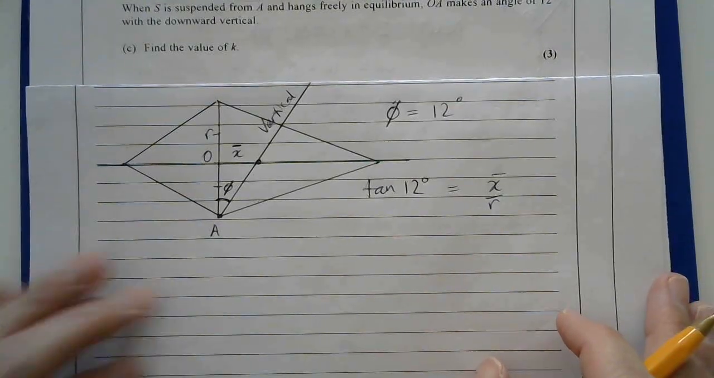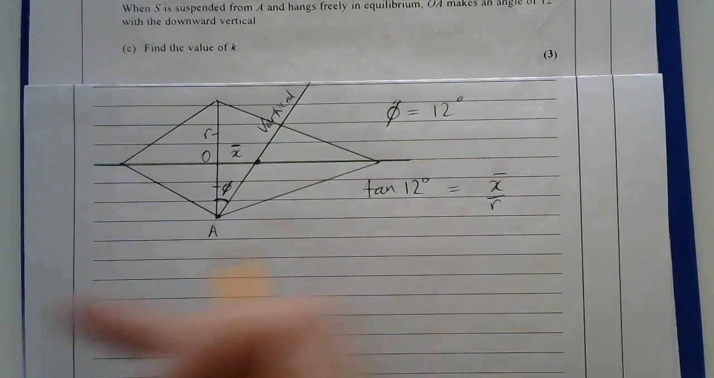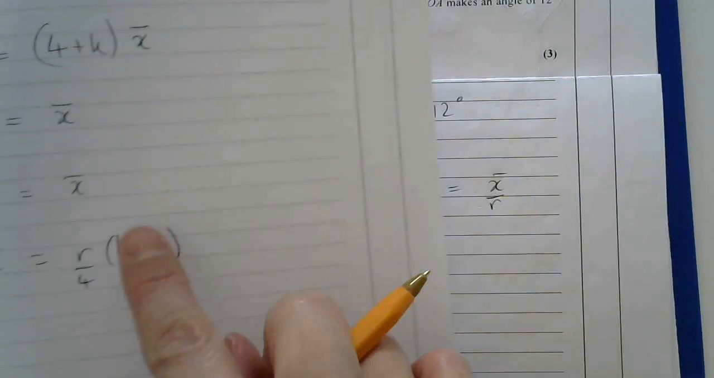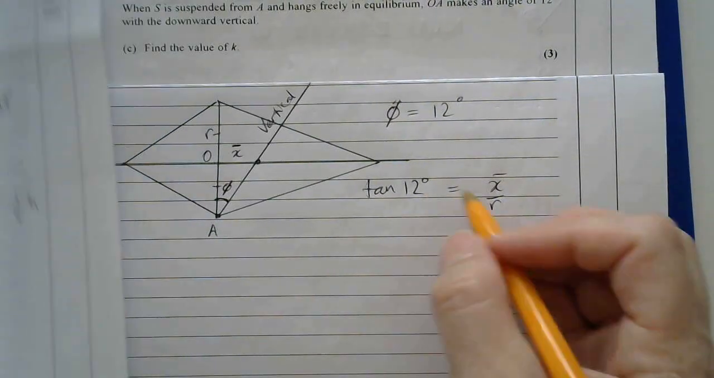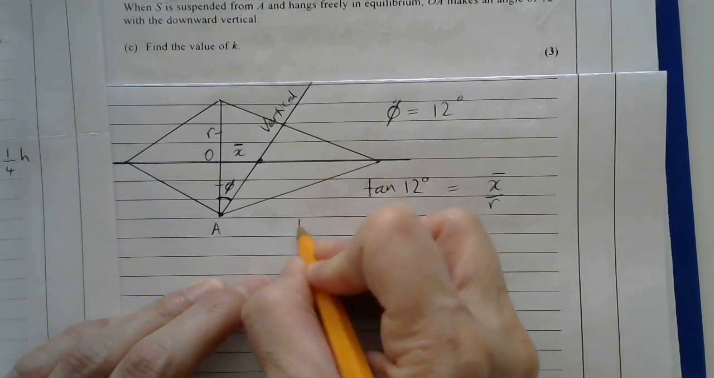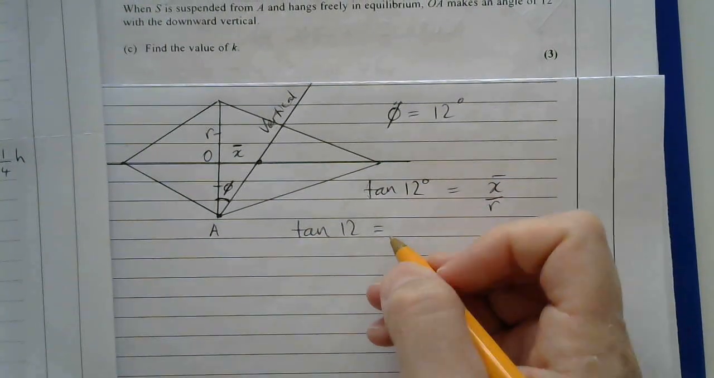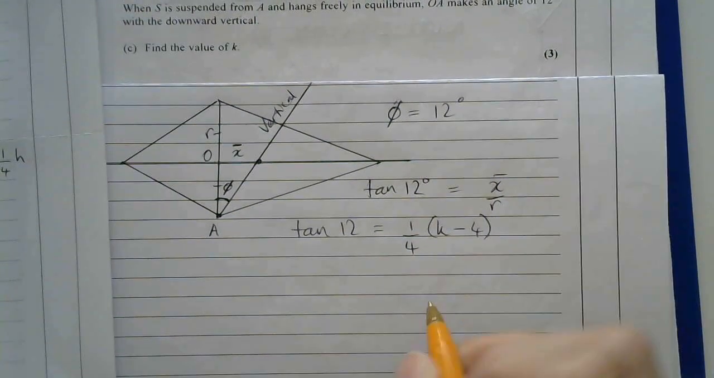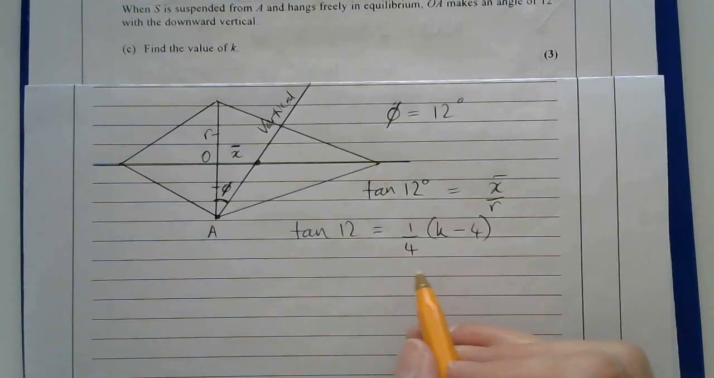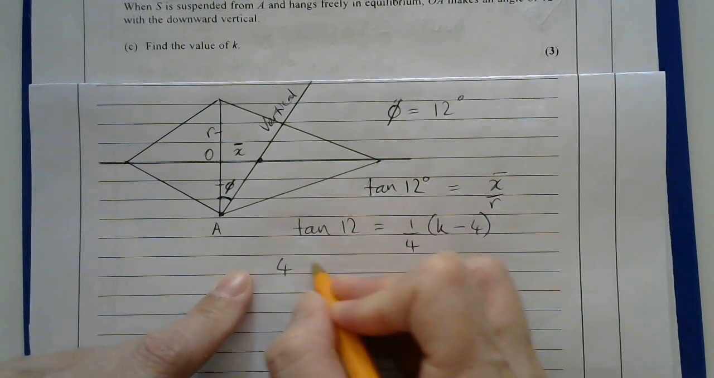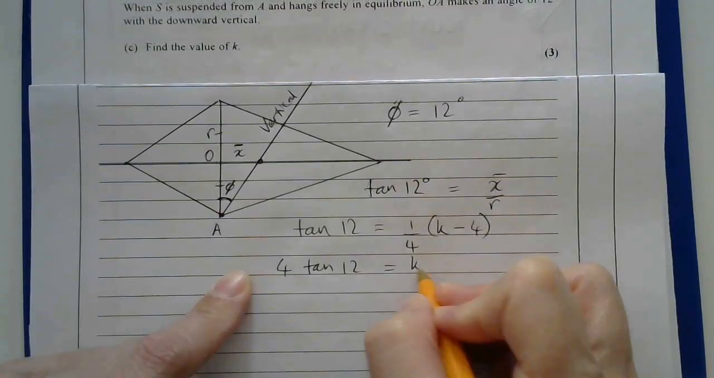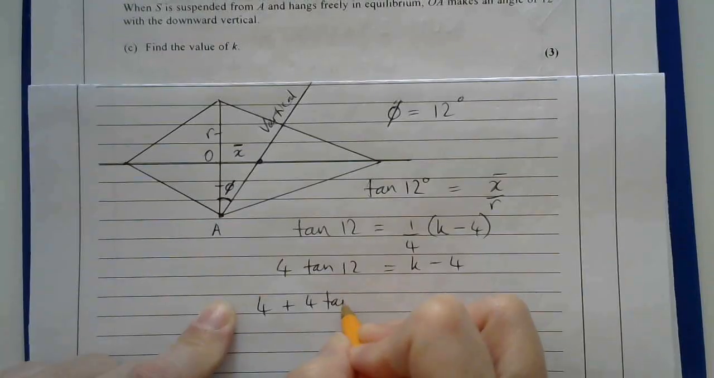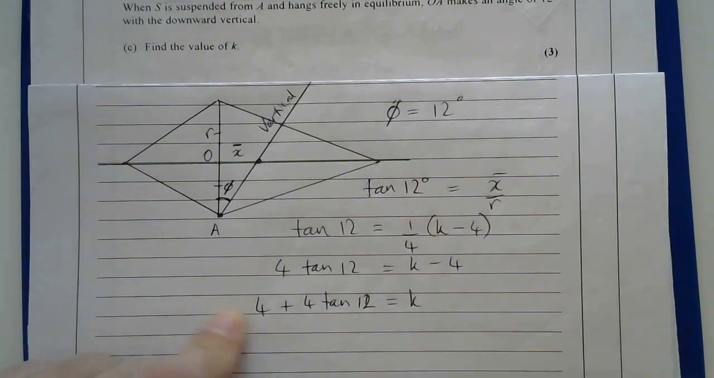So once again, using my value of x bar that I worked out in part A, I can pop that in here. So when I have this divided by r, then I get that tan 12 is 1/4 k minus 4. And now I just need to rearrange this to give me the new value of k. So I will end up with 4 tan 12 is k minus 4. And so therefore, 4 plus 4 tan 12 will give me the value of k.